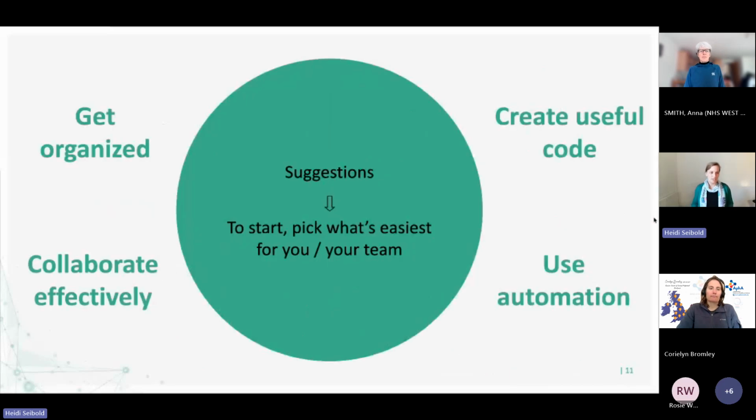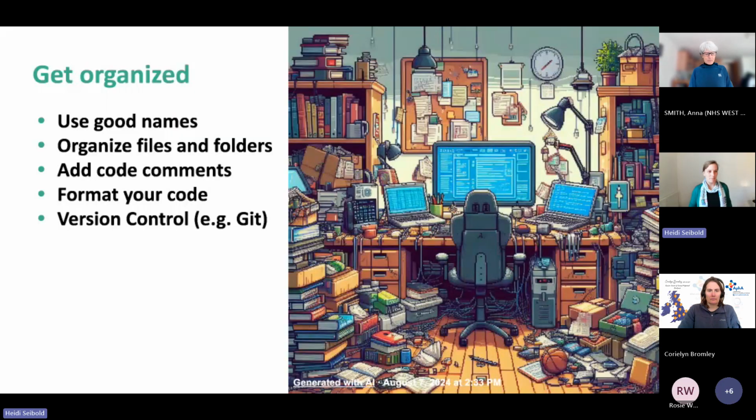So the 4 suggestions that I'm bringing to the plate today is number 1, get organized. Number 2, create useful code. Number 3, collaborate effectively. And then finally, use automation. So what do I mean by these 4 points?